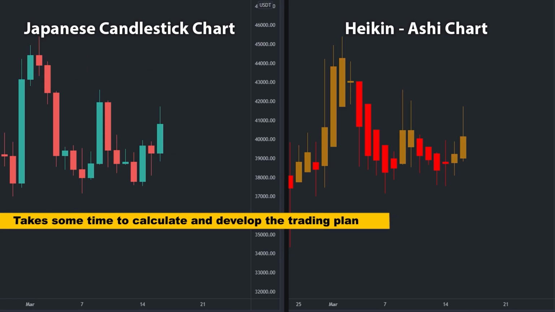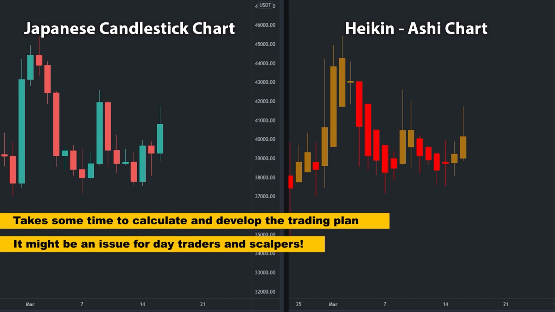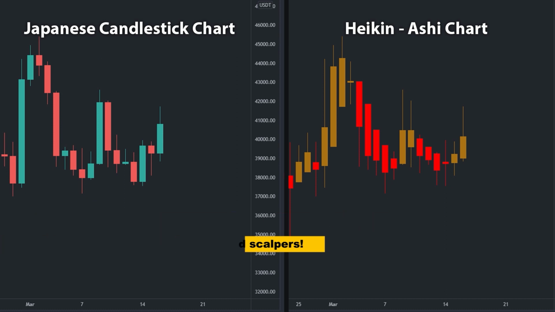However, it takes some time to calculate and develop the trading plan. This isn't really an issue for longer-term traders, like swing traders or position traders, who have more time to let their trades develop. But it might be an issue for shorter-term traders, like day traders and scalpers.